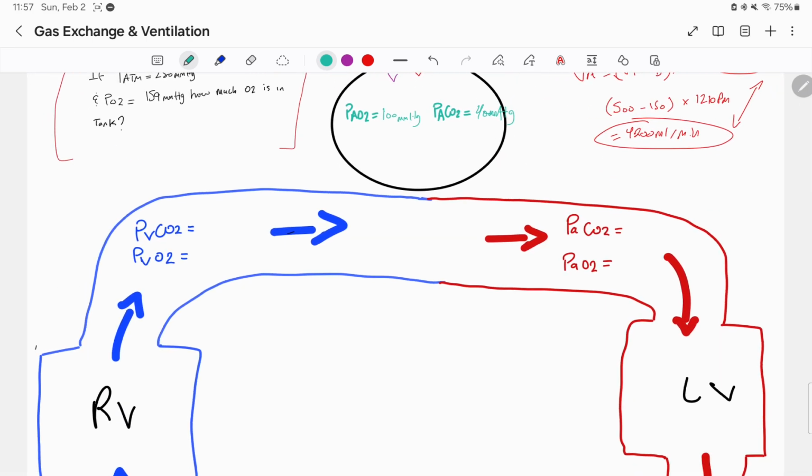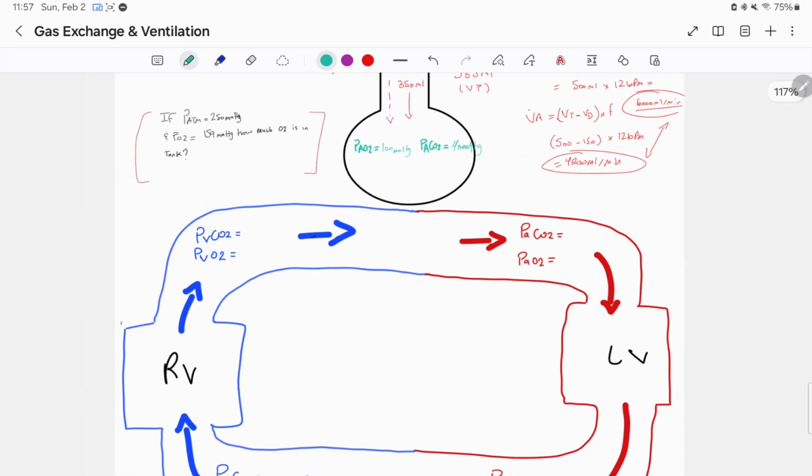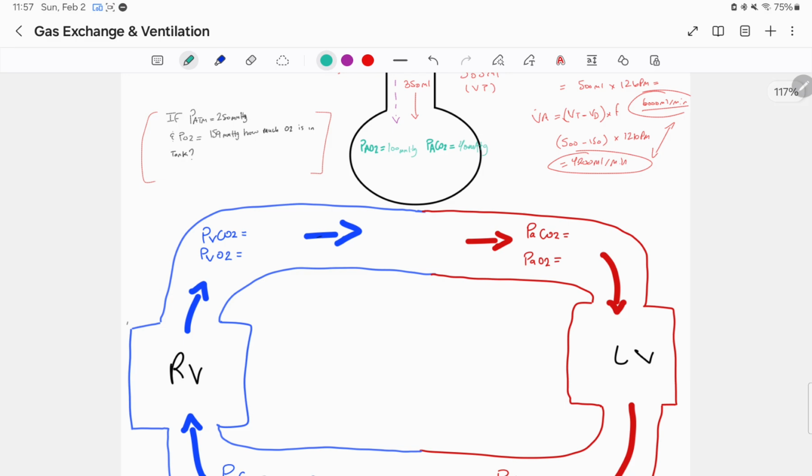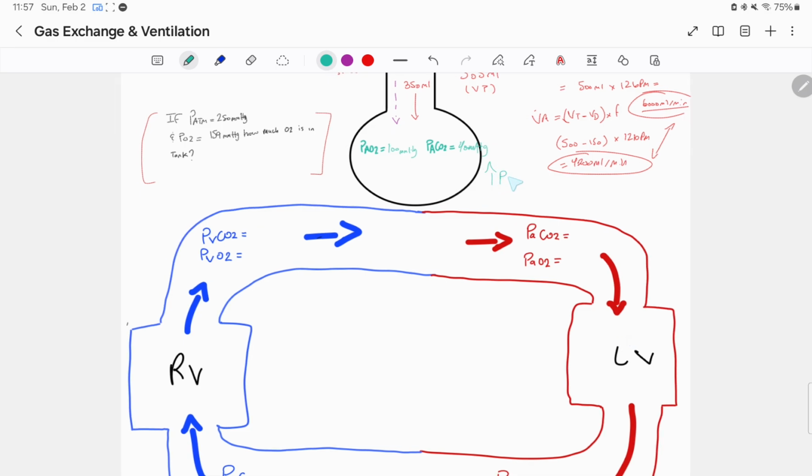Okay, let's talk about gas exchange. If you think back to the first video on the mechanics of breathing, I mentioned that one of the key things to remember about respiratory physiology is pressure gradients, and how things like to go from an area of high pressure to an area of low pressure, down their partial pressure gradient.